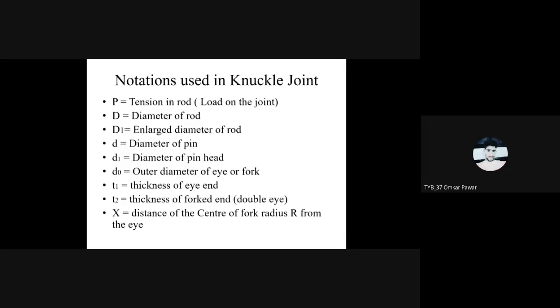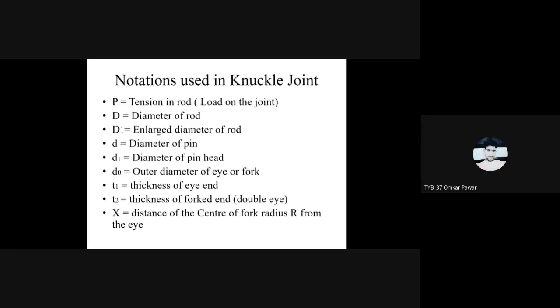Small d is the pin which we are going to insert into the single eye and double eye section. Then D1 is the diameter of the pin head which we are going to manufacture for the pin which is inserted. Then D0, or DO, is the outer diameter of the eye or fork, that collar which we can see in the drawing. I'll show it once again.